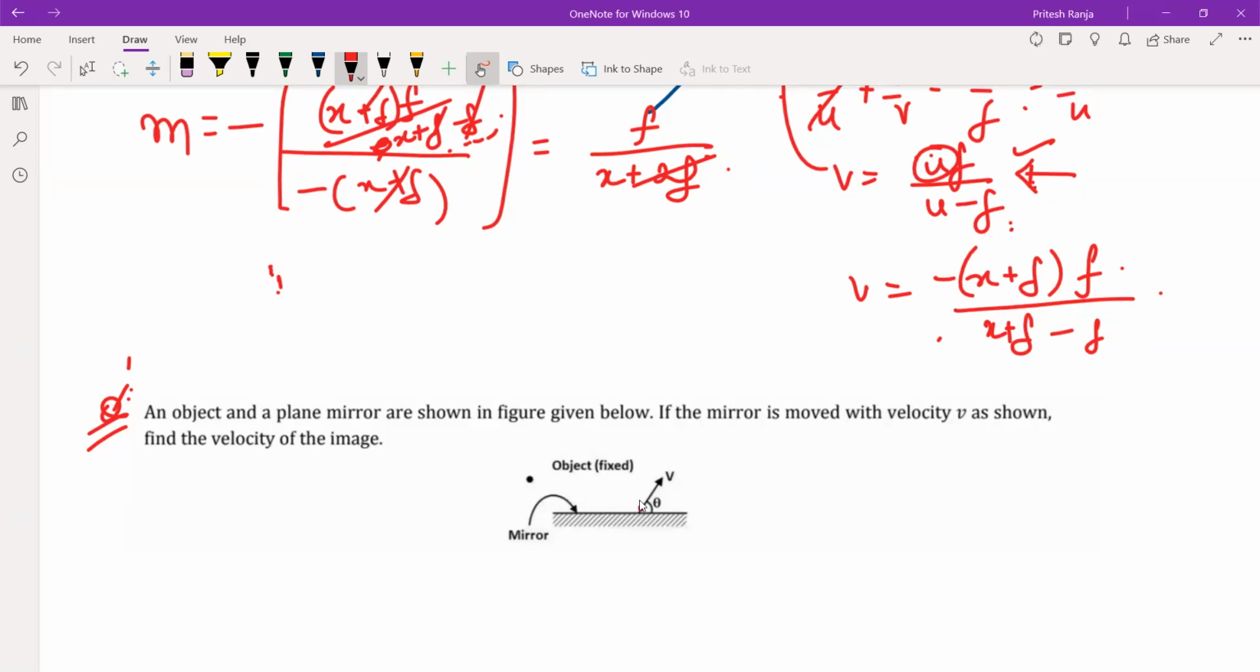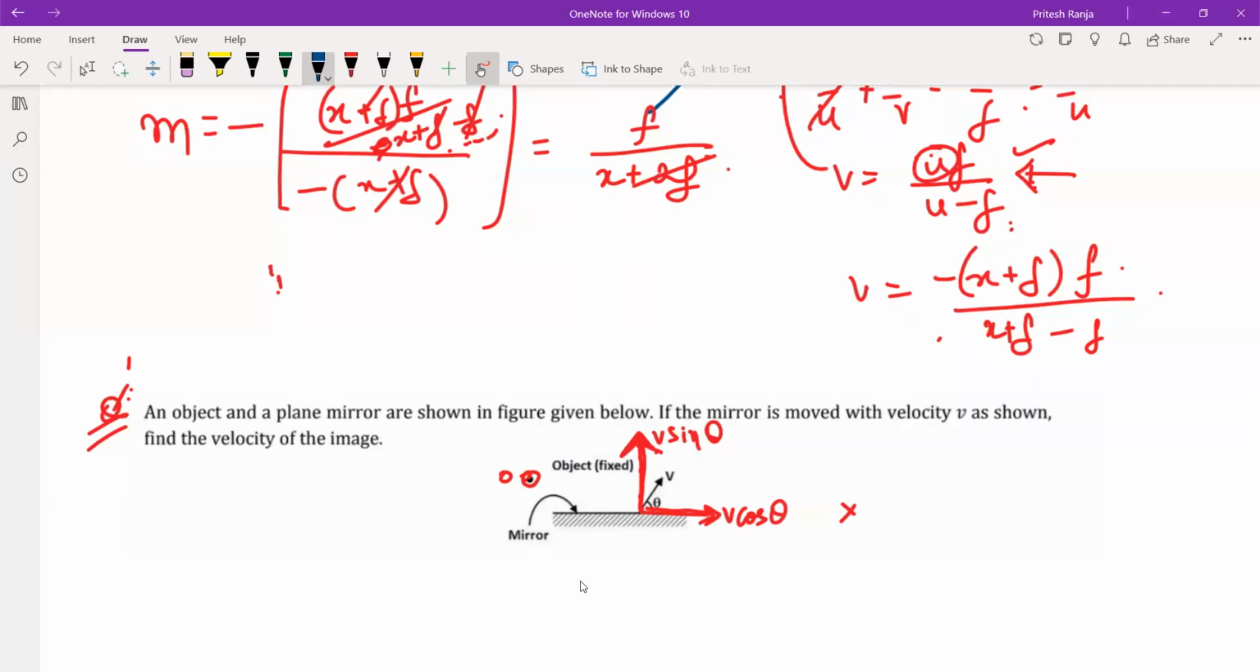So first you can project like this. So this will be v sine theta and this component will be v cos theta. So now with respect to this object, the mirror is having the perpendicular component v sine theta and the parallel component v cos theta. So this v cos theta is not going to affect the velocity of the image in this case.